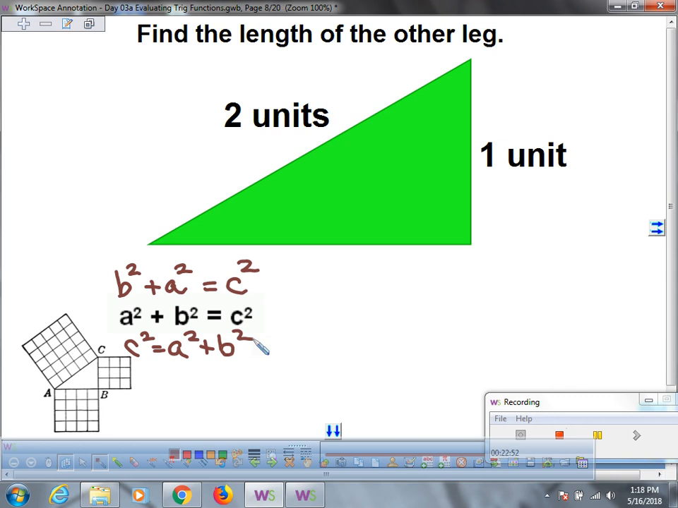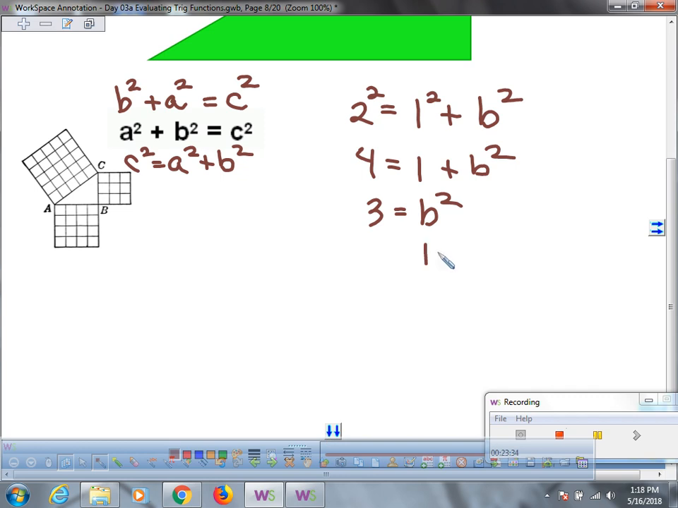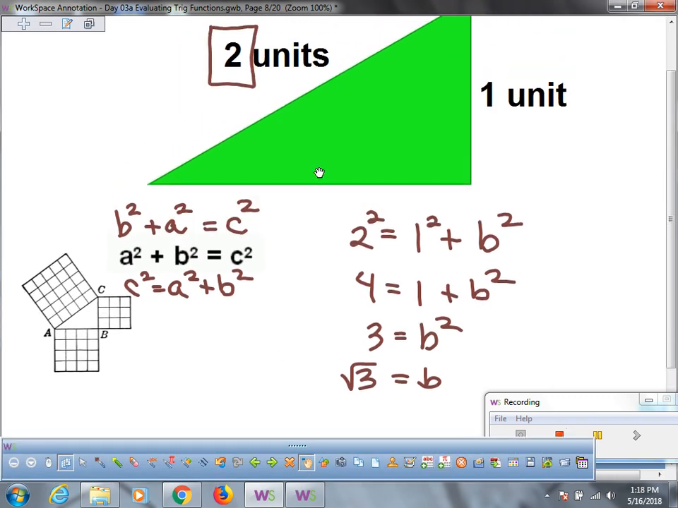So the most important part is that this is c. Okay? So let's take c squared, which is 2 squared, and let's say we know 1 squared, but we're trying to find b squared. So I have 4 equals 1 plus b squared. Then I subtract and I get 3 equals b squared. Therefore, when I take the square root of both sides, b equals root 3. So this is root 3.